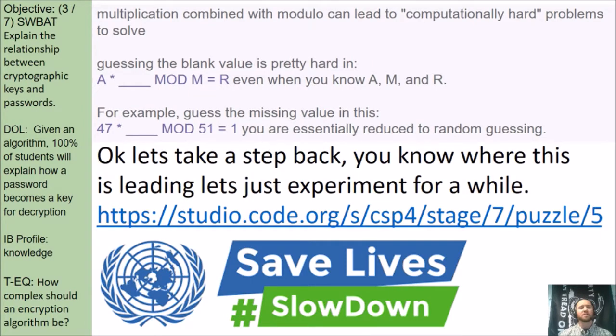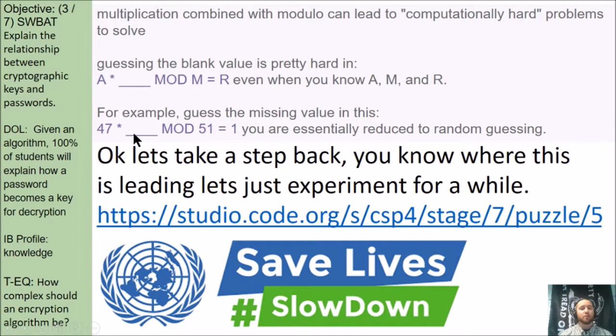To wrap things up, I'll give you a mathematical formula that actually looks more like what they're using in cryptography. So when you combine multiplication with modulo, that's how we'll get the computer to work on something that's called computationally hard problems. So guessing the blank value is pretty hard in this. A times something mod m equals r. So it's hard to do this math even when you know what a, m, and r are.